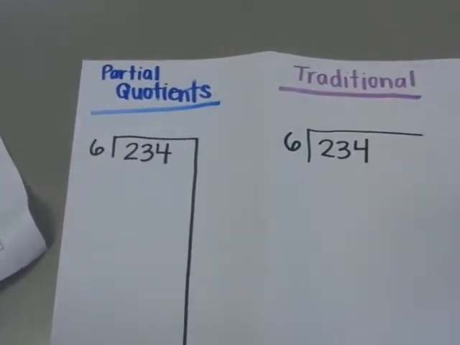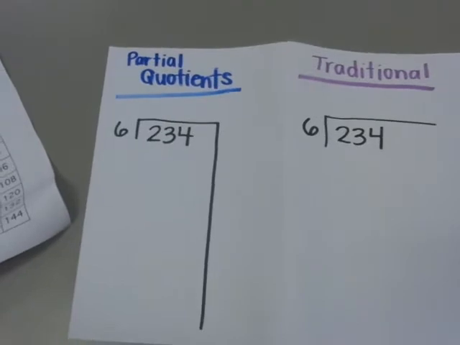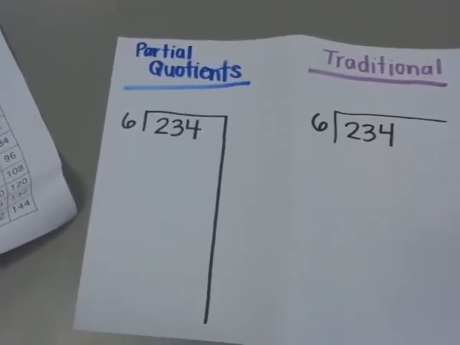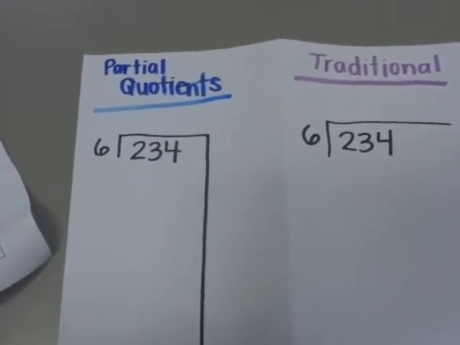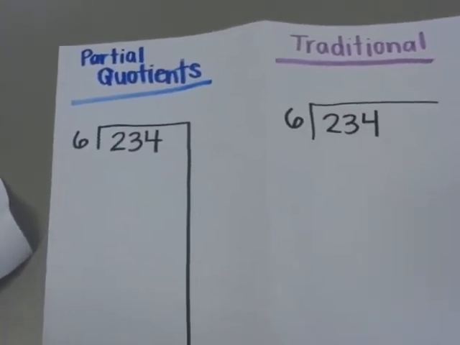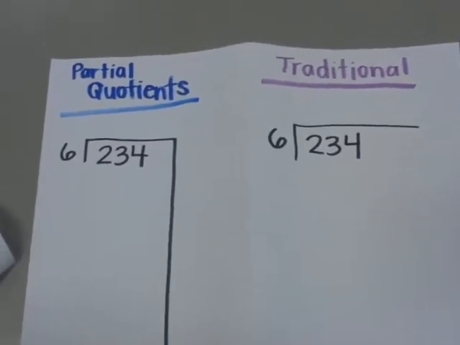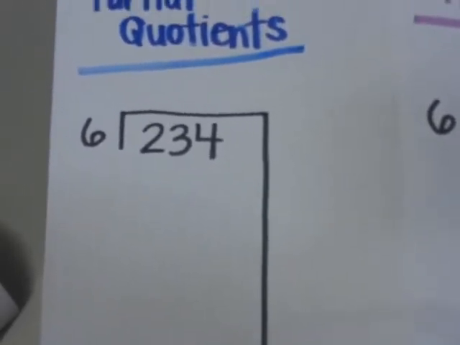So we're going to get started, and I'm going to show you how to solve using partial quotients, because that's what I'm teaching students in class, because it emphasizes the number sense. It emphasizes why certain numbers equal what they do, because sometimes we lose that when we're using traditional method. So we have the division problem 234 divided by 6.